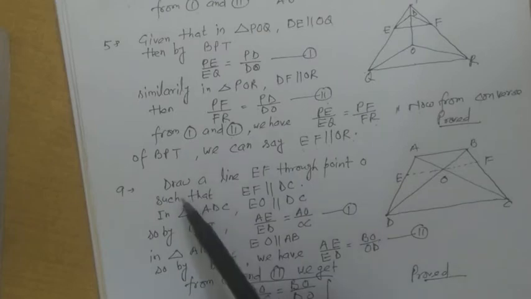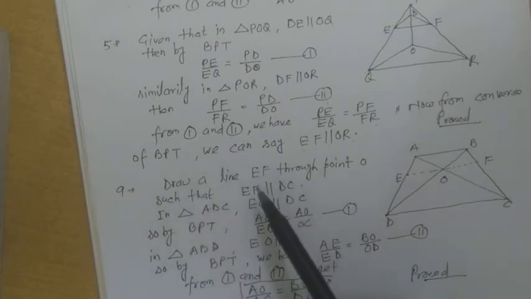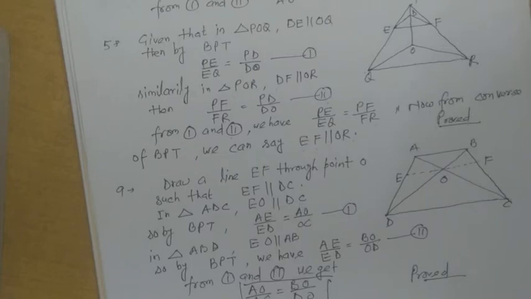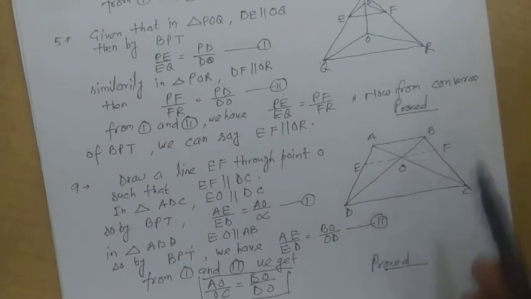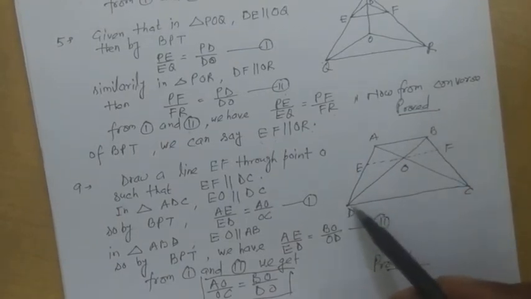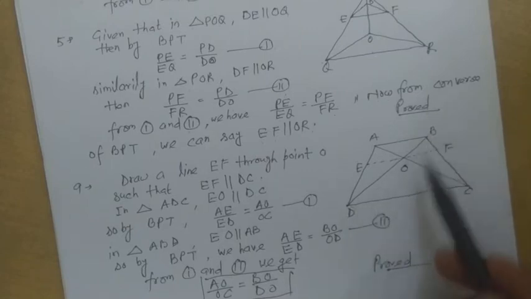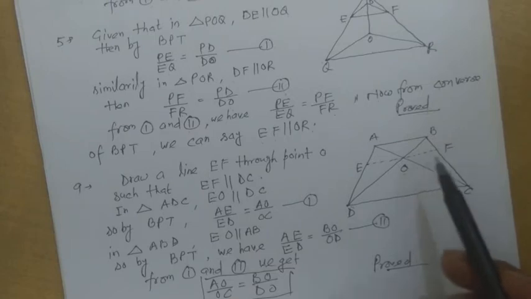Let us try the ninth question. In this question, in our textbook, ABCD is a trapezium in which AB is parallel to DC and its diagonals intersect each other at the point O. We have to show that AO upon BO is equal to CO upon DO. First, let us make a trapezium ABCD and join its diagonals DB and AC, which meet at point O.